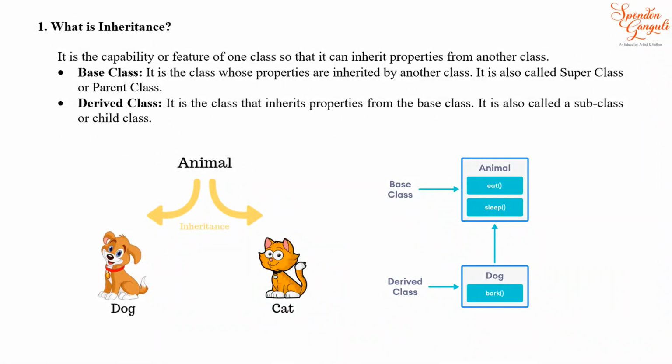So you can see here in these two diagrams, the animal class is the base class which is inherited by dog or cat. And in terms of programming, the base class will have some methods and the child class will also have some methods of its own, but the child class can access the methods of the base class. Thus, the child class will be equipped with more properties than the base class.